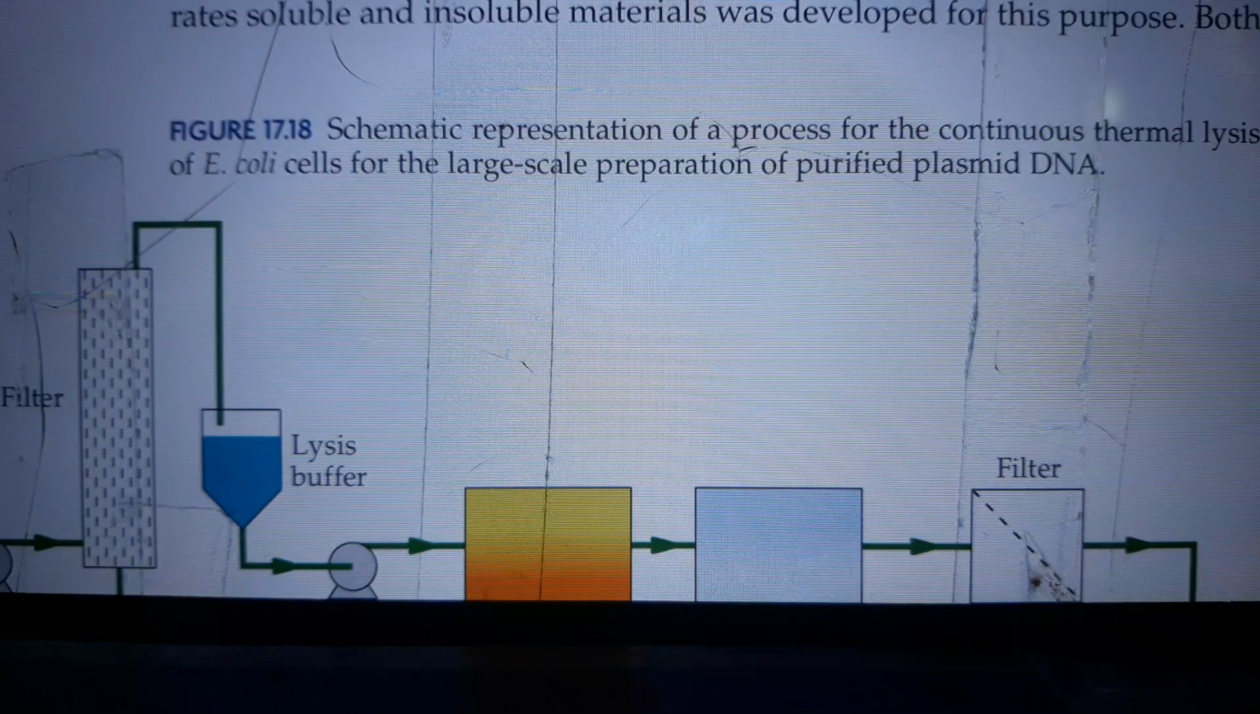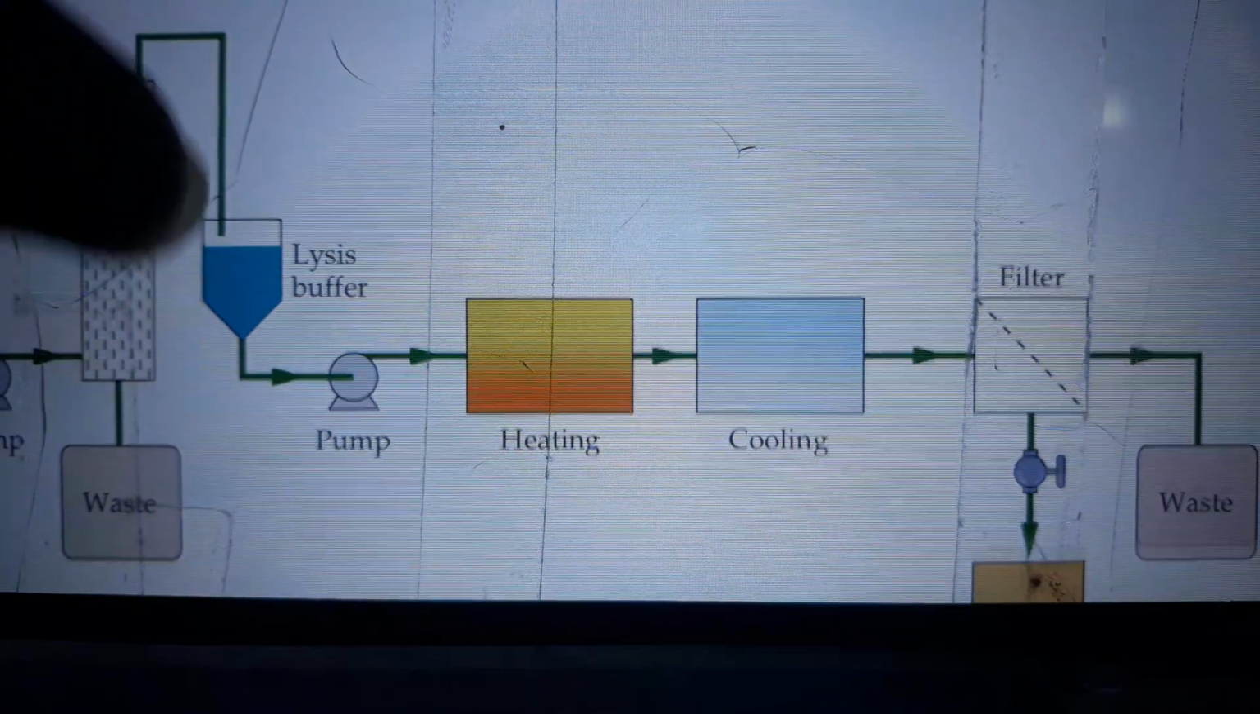This is a schematic representation of a process for the continuous thermal lysis of E. coli cells for the large-scale preparation of purified plasmid DNA.